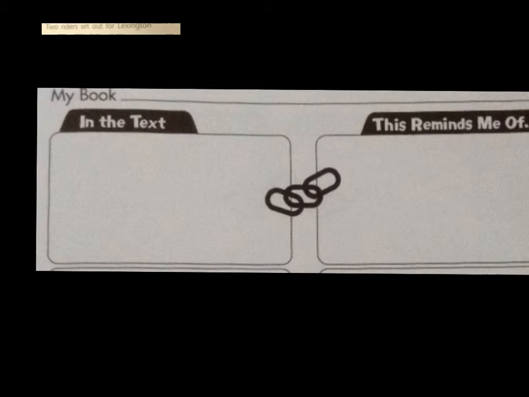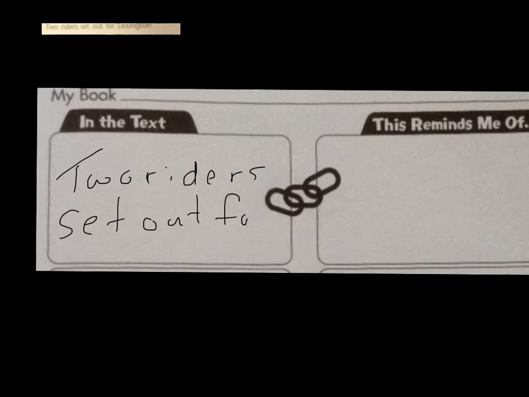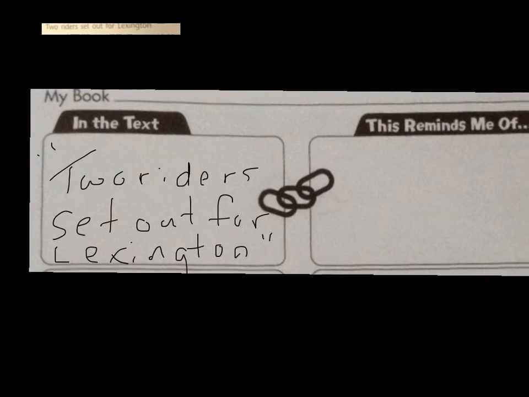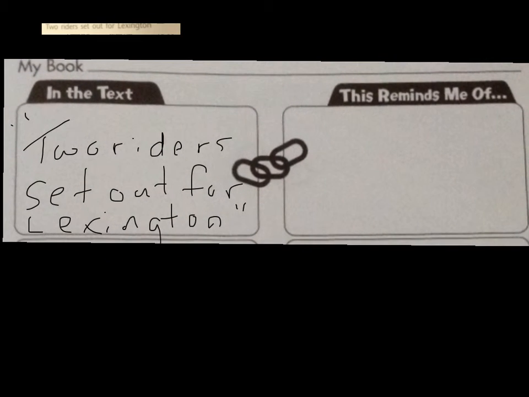Here I'm remembering the words, "2 riders set out for Lexington." It's a quote from the book, so I'm going to remember my quotation marks. Now I'm going to think about what that phrase means to me. "2 riders set out for Lexington."